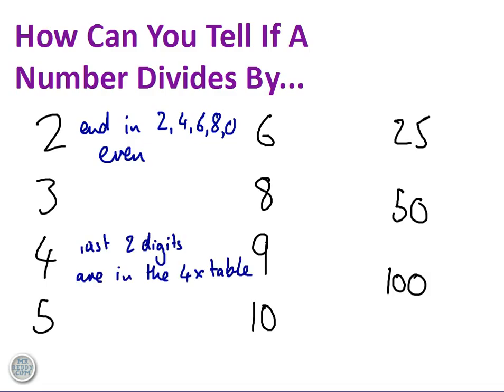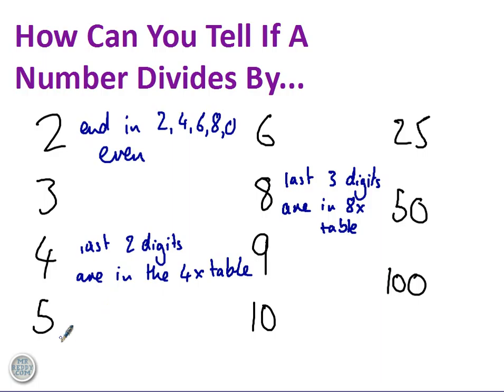How about the number 8? Well, for this one, the last 3 digits need to be in the 8 times table. You'll need to be pretty skillful at knowing your 8 times table all the way up to 999, but if you can do that, for any number in the thousands or tens of thousands or millions, all you need to do is look at the last 3 digits and it will tell you if it's in the 8 times table.